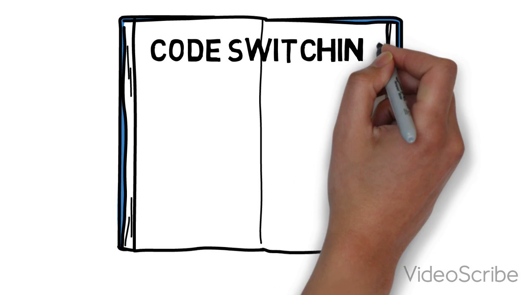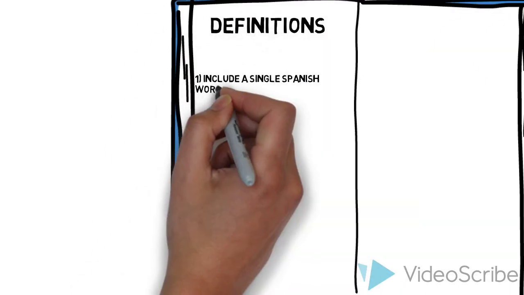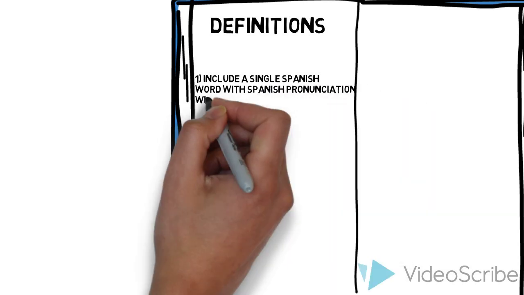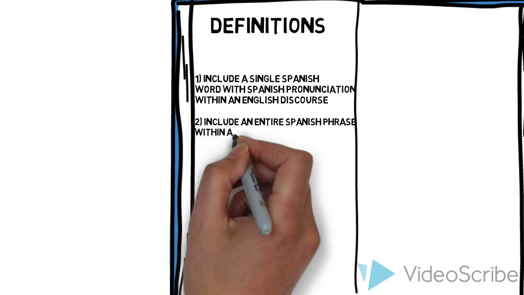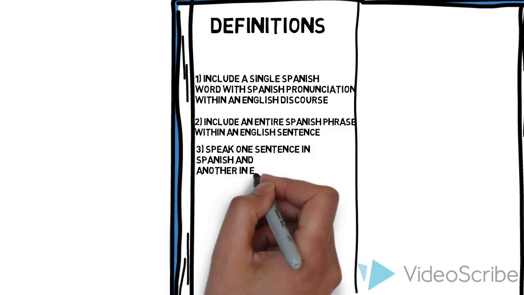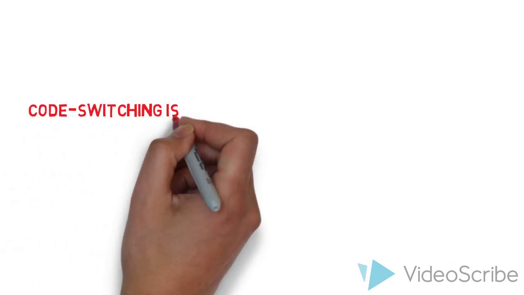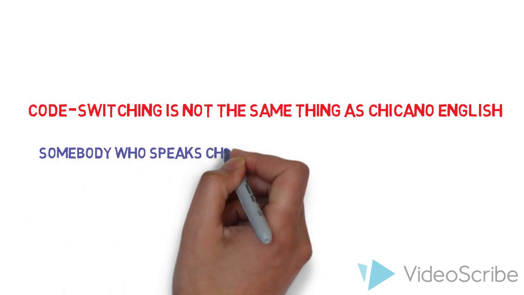Lee defines code switching as when a speaker may decide to include a single Spanish word with Spanish pronunciation within an English discourse, or include an entire Spanish phrase within an English sentence, or speak one sentence in Spanish and another in English. Although code switching is not the same thing as Chicano English, somebody who speaks Chicano English might choose to mix in words in Spanish.